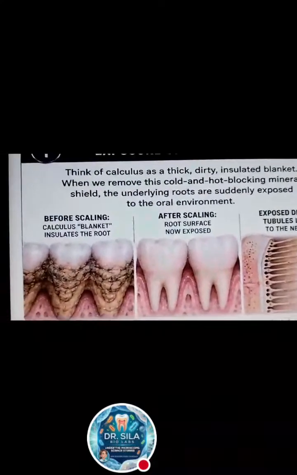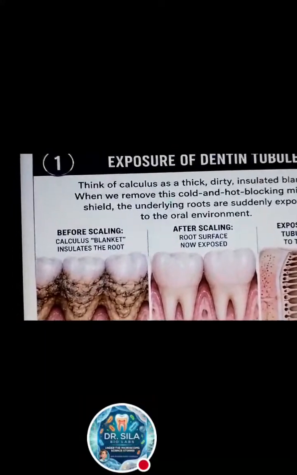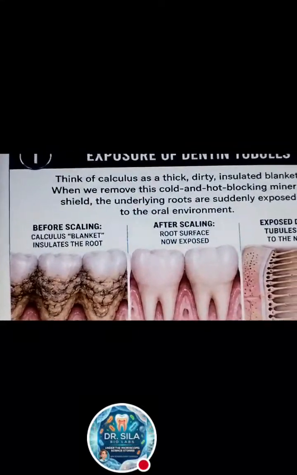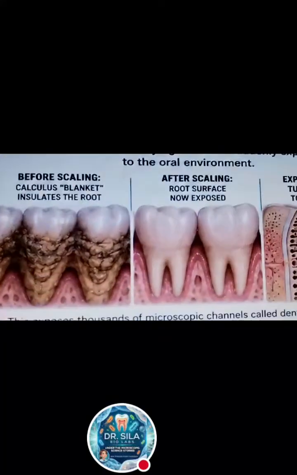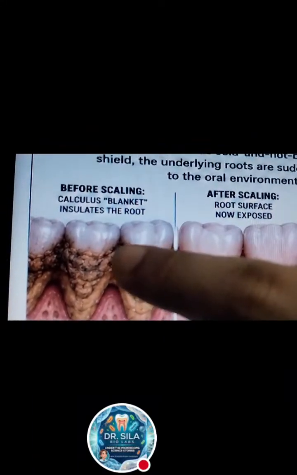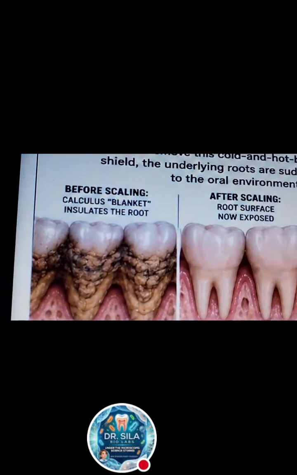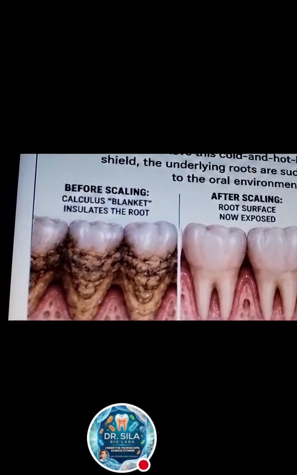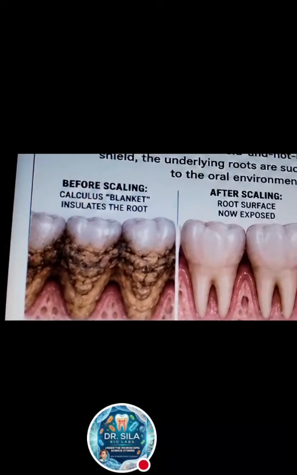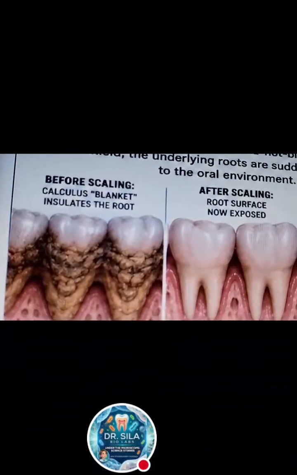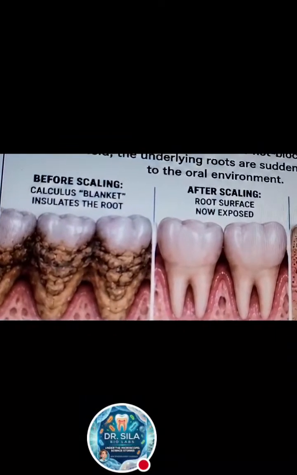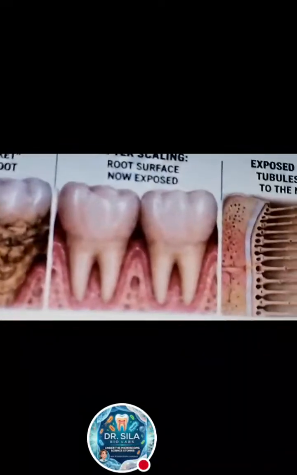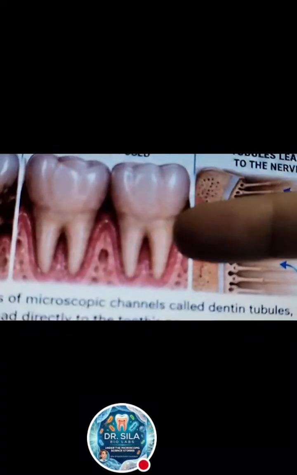Okay, a patient comes to us. The common complaint is, my teeth were not sensitive before you cleaned them, but now they are. Now, let's explain the physiology behind this. Before scaling, the root was covered with a hard calculus. It's a blanket that isolates the root. Think of calculus as a dirty, insulated blanket. When we remove this hot and cold blocking mineral shield, the underlying roots are suddenly exposed to the oral environment. After scaling, root surfaces are now exposed.